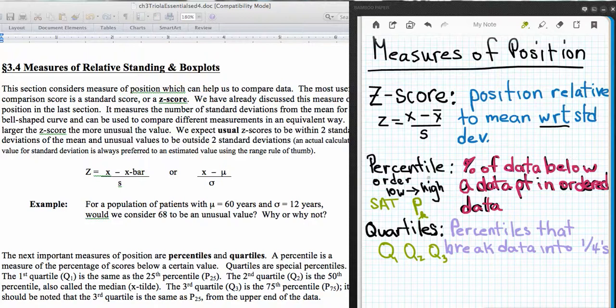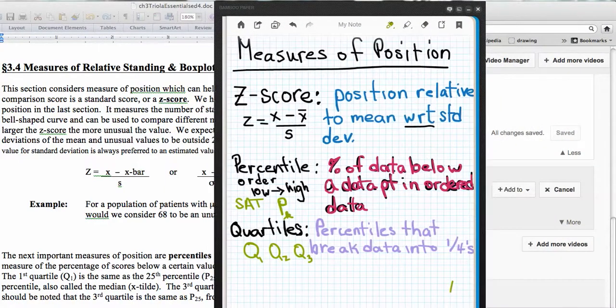Now we've already discussed z-scores, so I'm done with that. In order to discuss percentiles and quartiles, we need some way of locating where these are. Now there are many different algorithms for finding percentiles and quartiles, but the one that I use to locate my percentiles and my quartiles is what Triola calls the indicator function.